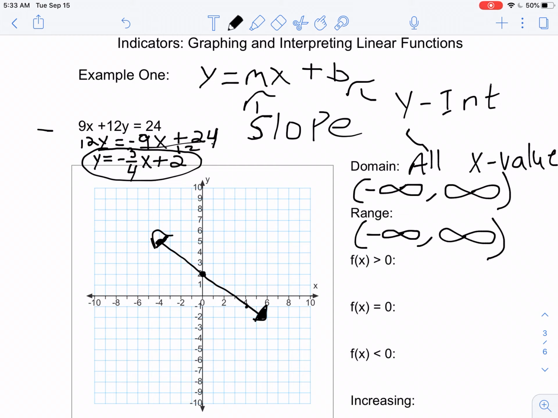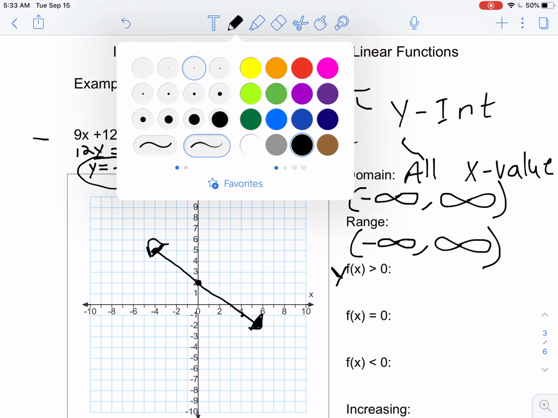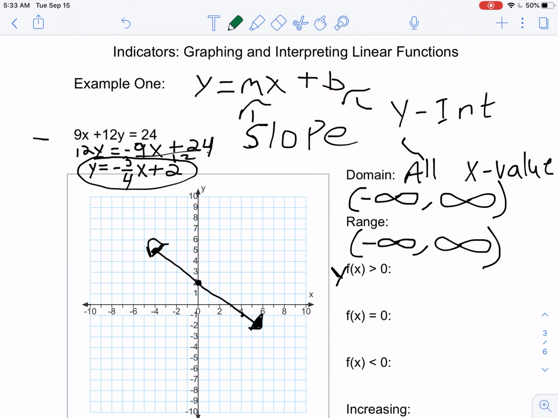Okay. So now we're at f of x is greater than 0. f of x is really just another way of saying the output, and the output in our case is going to be y. So what this is really saying is, when is y greater than 0? What I like to do, I think it helps to shade it. Shade where y is greater than 0.